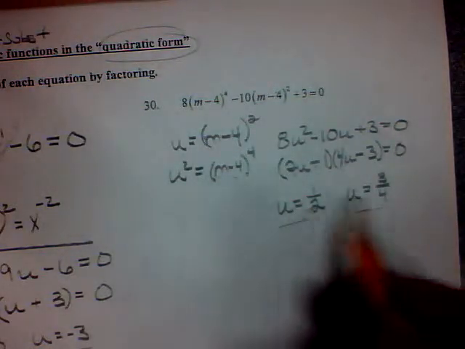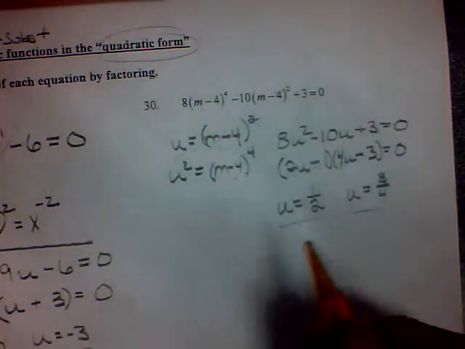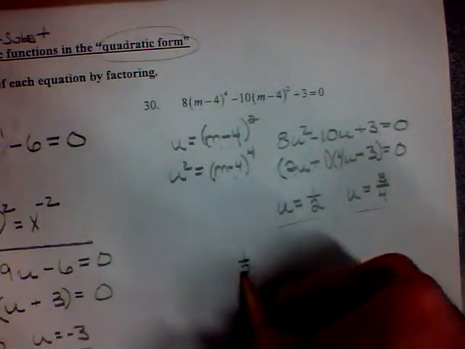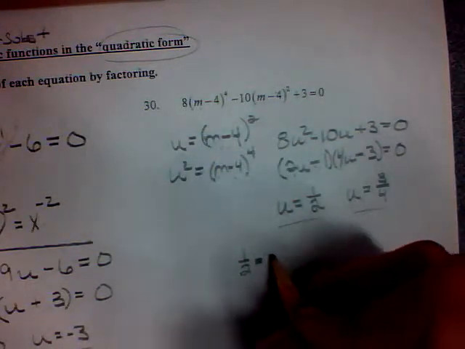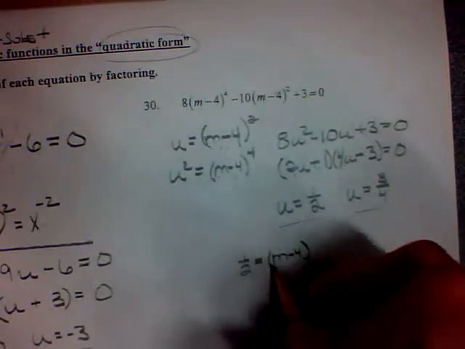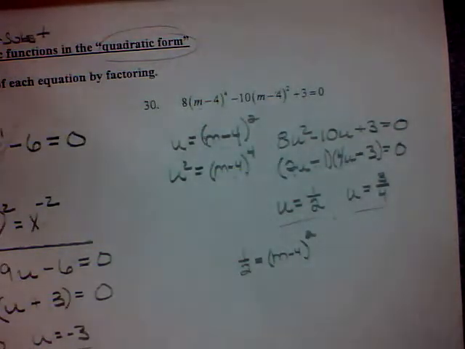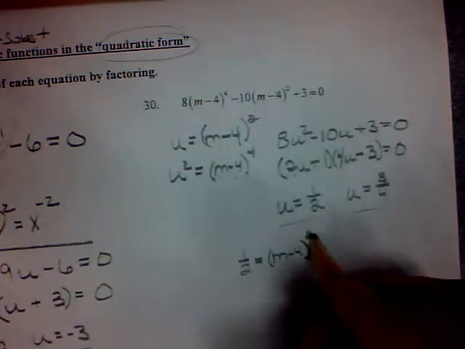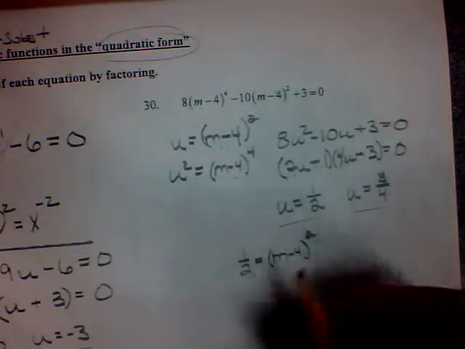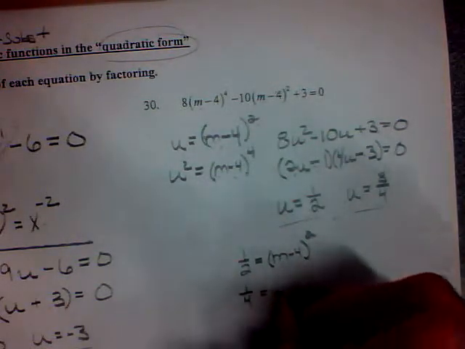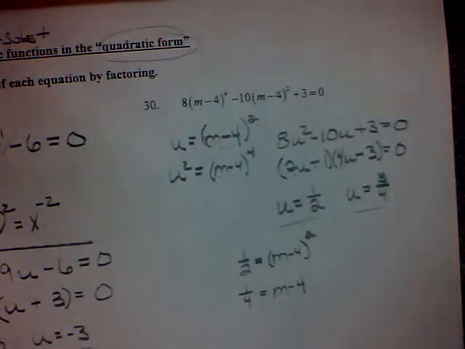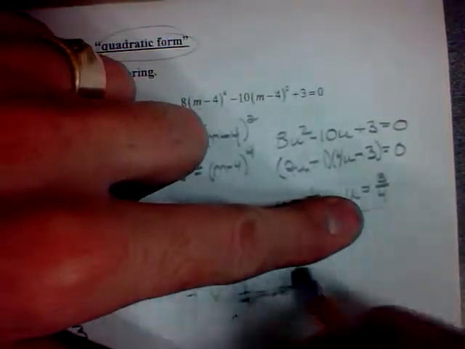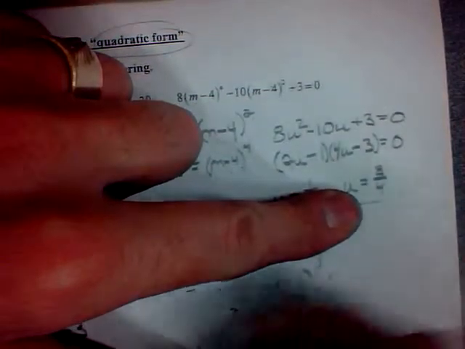Now what we have to do is set each of those equal to what u is. So 1/2 can equal m minus 4 squared. Okay. Now you need to get rid of the squared, so you're going to square both top and bottom. So 1/4 equals m minus 4. And, oh, I just really messed that up, didn't I? Let's go back. See, sometimes we even make mistakes.